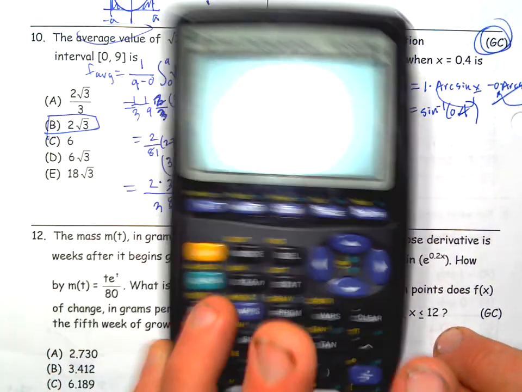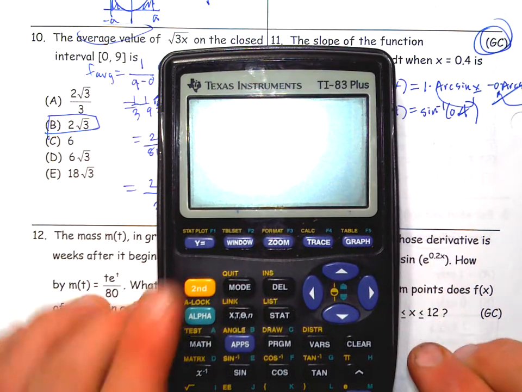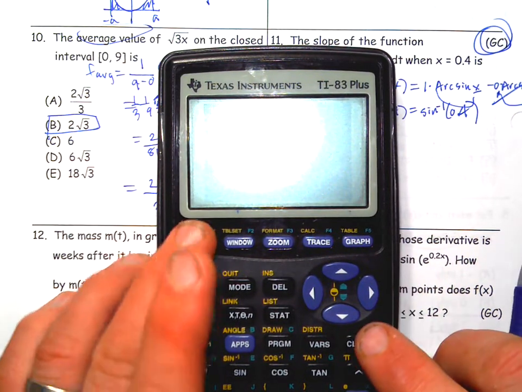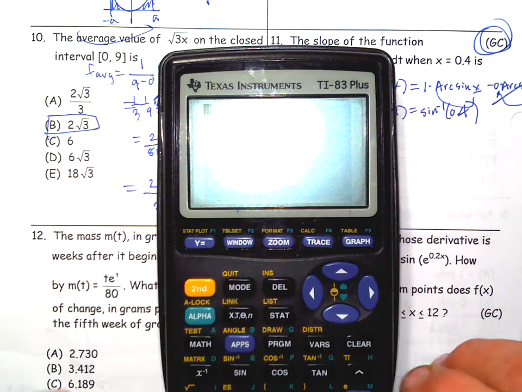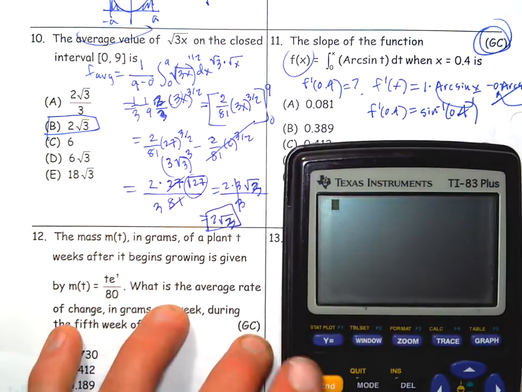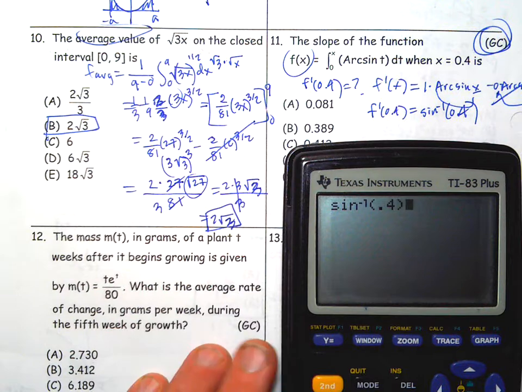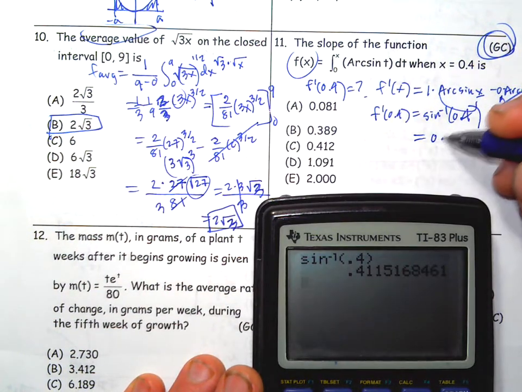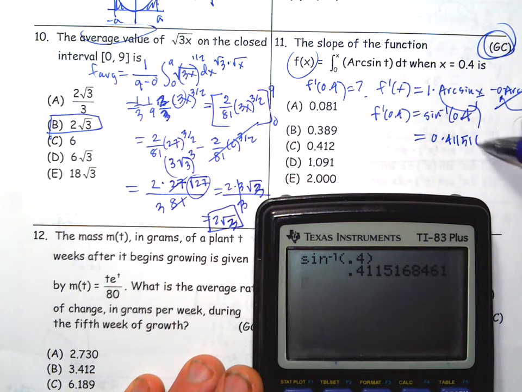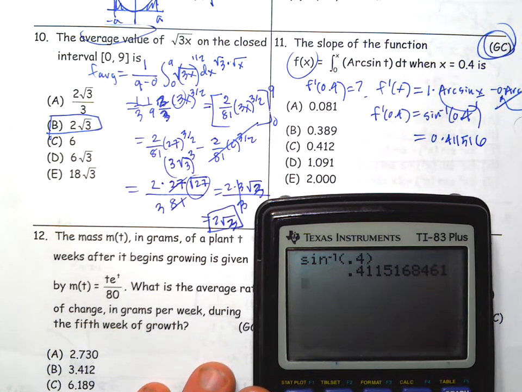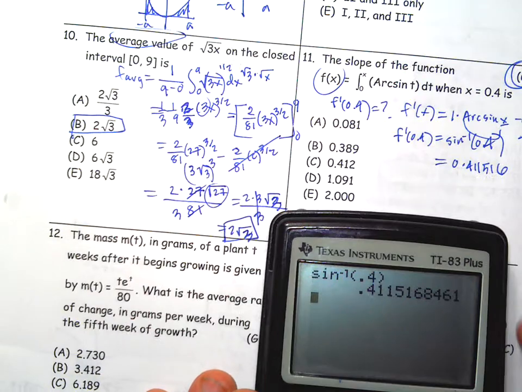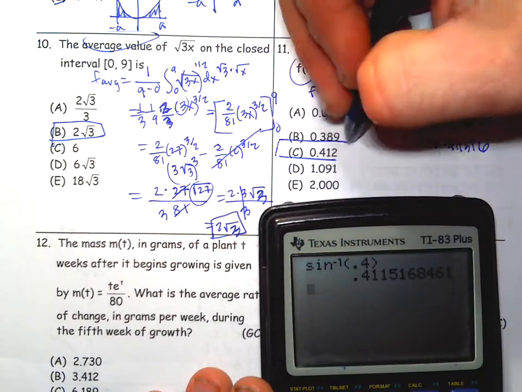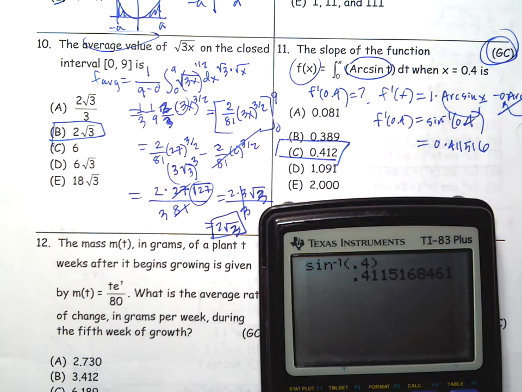And since those answers are all decimals, I guess we'll just plug this in our calculator. Now remember, your calculator gives you principal values. So inverse sine of 0.4 should be giving us a first quadrant answer, 0.411516. Now, is there any reason we should not go with the principal value answer? I don't think so. If they give you inverse sine, that usually implies principal value.